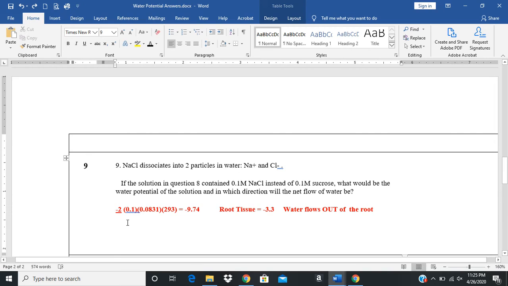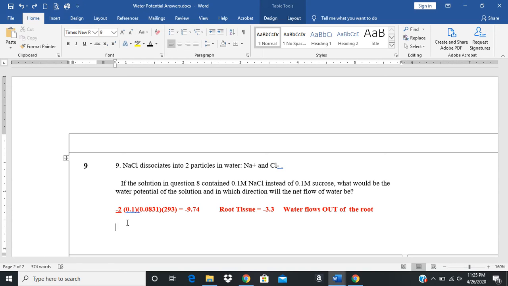Why does it go to negative 2? Because sodium chloride dissociates into 2 particles. So its ionization is 2. So that gives us a number of negative 9.74. The root tissue is negative 3.3.